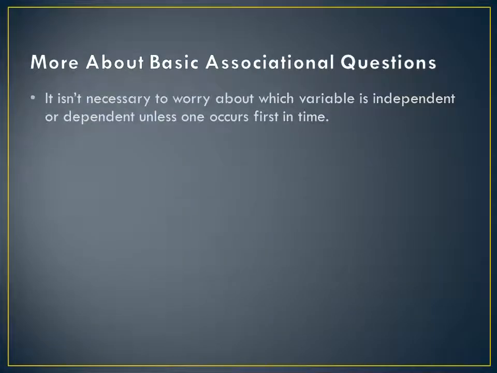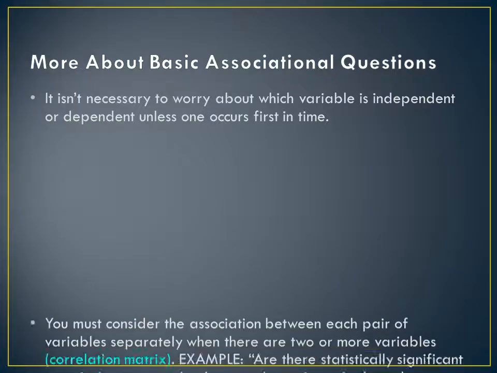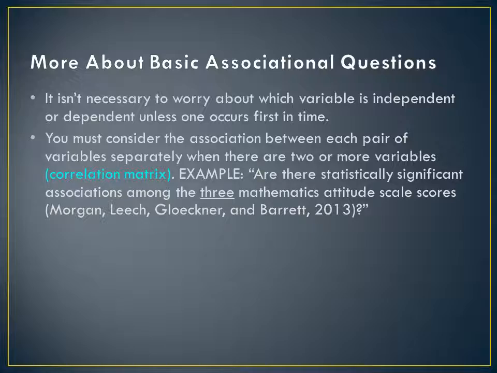We're only worried about the variables, whether they're independent or dependent, if one occurs first in time. So, we need to consider the association between each pair of variables separately when there are two or more variables, and that's when we use a correlation matrix. For example, here's a question that uses this. Are there statistically significant associations among the 3 mathematics attitude scale scores? We would use a correlation matrix to analyze those variables.